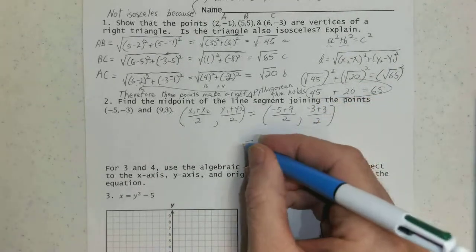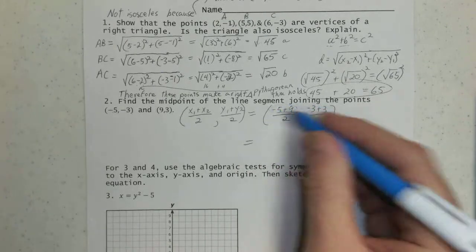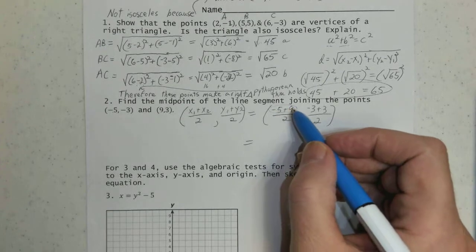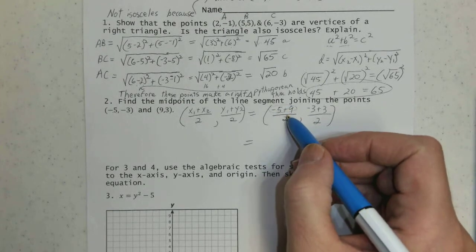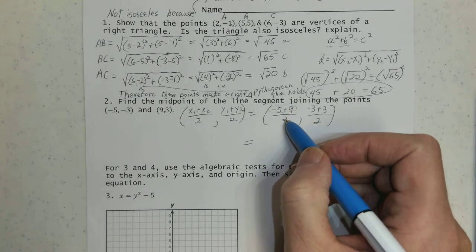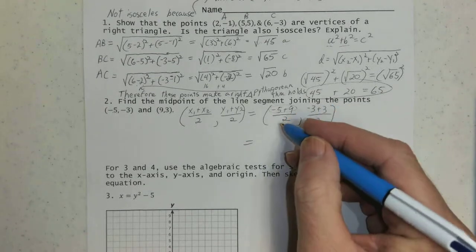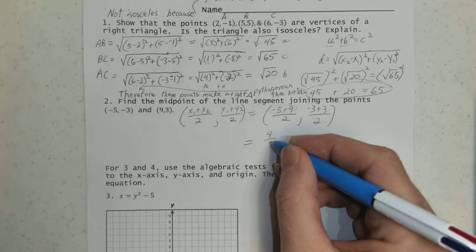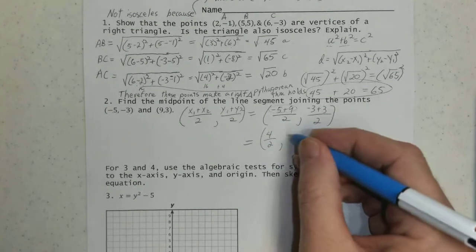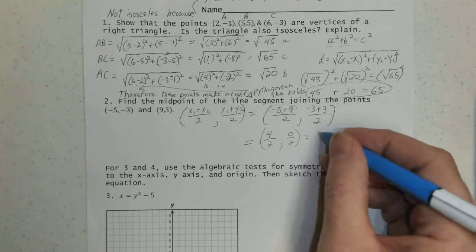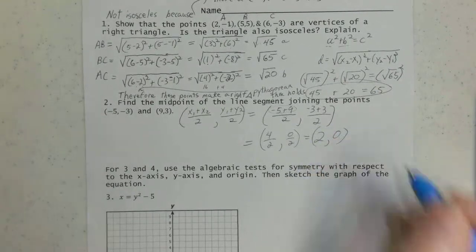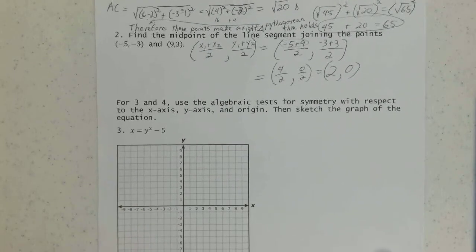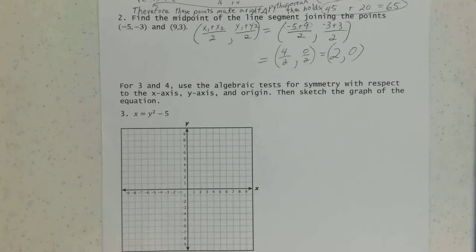The biggest mistake I would see here is people not adding first. Maybe they have their calculator go negative 5 plus 9 divided by 2. It'll divide just the 9 by 2 if you do that. It'll follow order of operations if you don't take care of that. So that's 4 divided by 2, and that's 0 divided by 2. So let's write that a little nicer: (2, 0). Okay. Number 3.